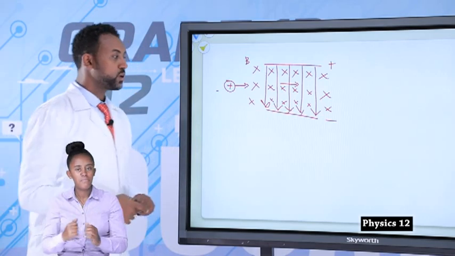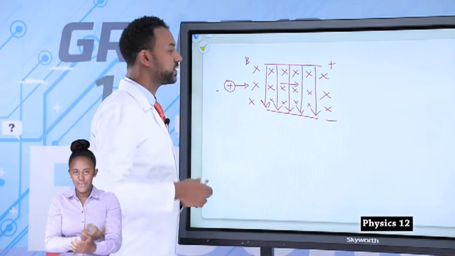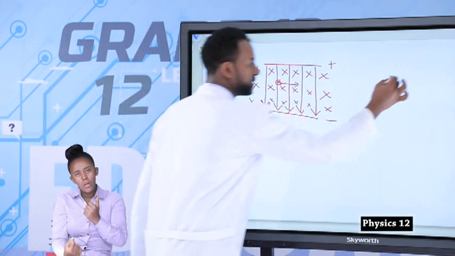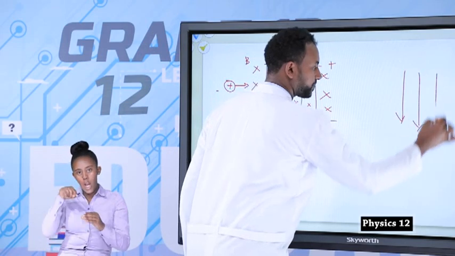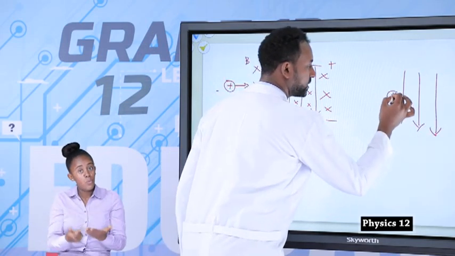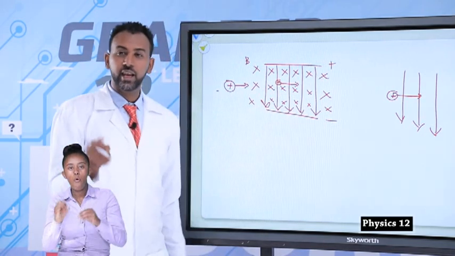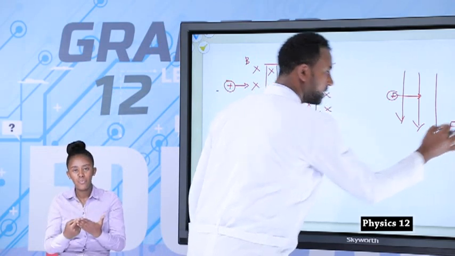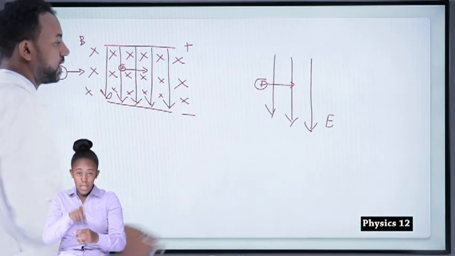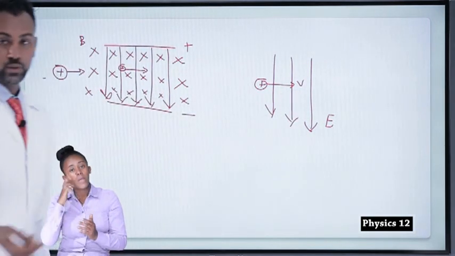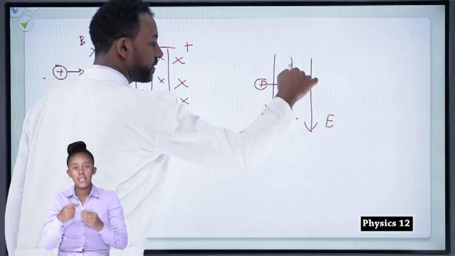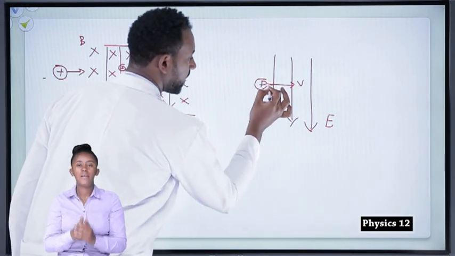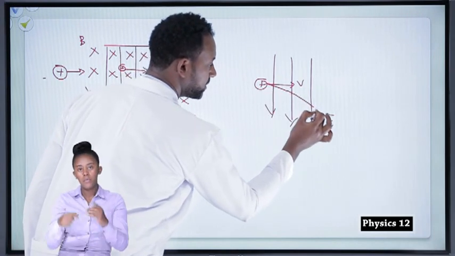Well, the electric force tends to move this charged particle downward. When we take only the electric force, it is acting along the field. The direction of the field is downward, and the direction of the force must be downward as well, because in electrostatics the direction of the force and the field are the same for a positive point charge. So it tries to move this positive point charge downward.